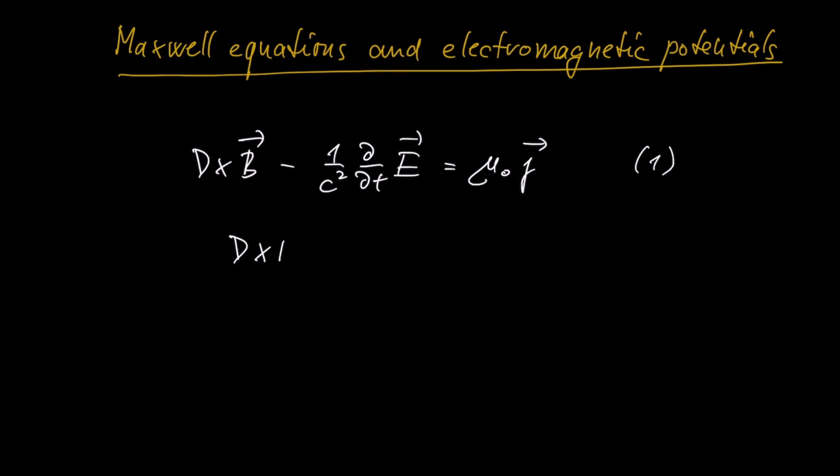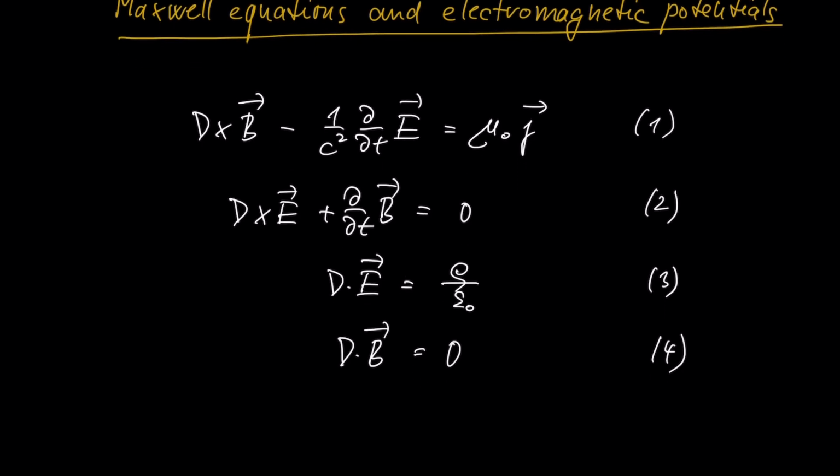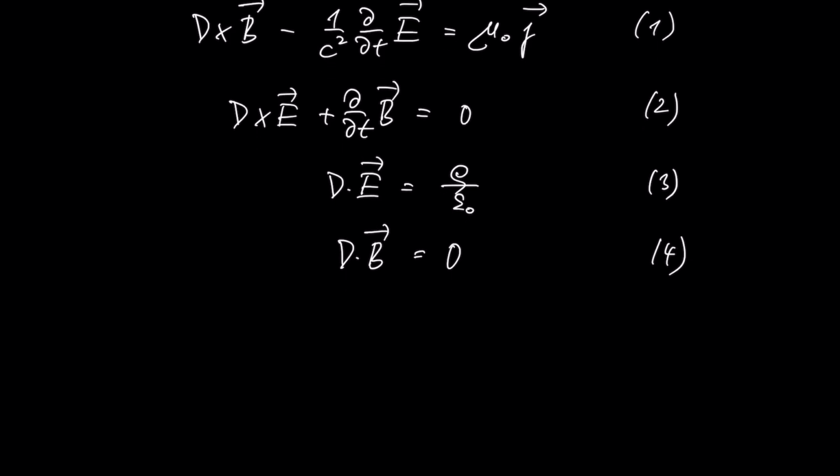So the second Maxwell equation can be written in the same formalism in the following way. Again, we have electric and magnetic fields participating in the equation 2. Then here we have divergence of E equal to the charge density divided by permittivity, and the last equation restricts the magnetic field.